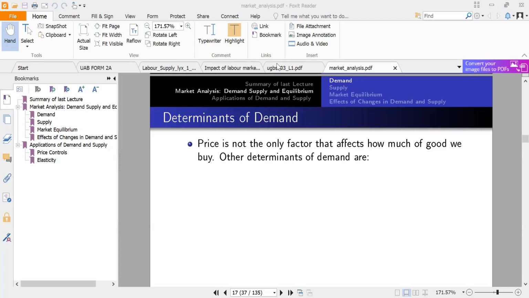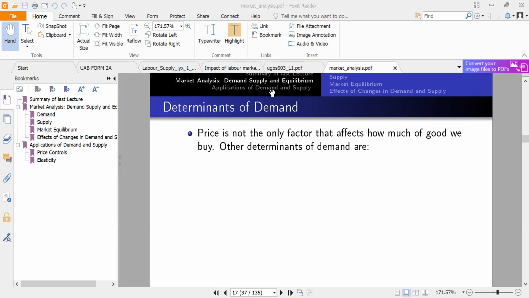Individual's income. So your income. When an individual's income increases, the demand for a particular good also increases. Exactly. But when it decreases, it also determines how the individual may demand such a product. Okay, so I think we all understand.